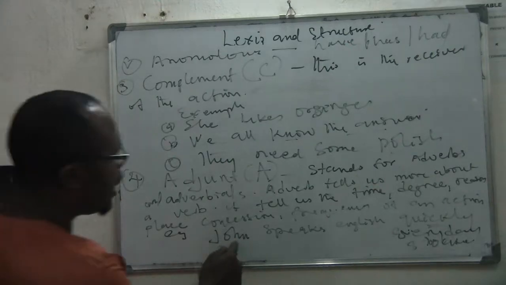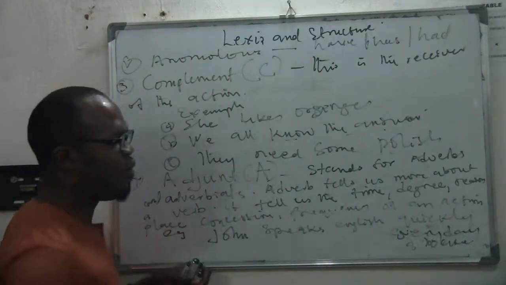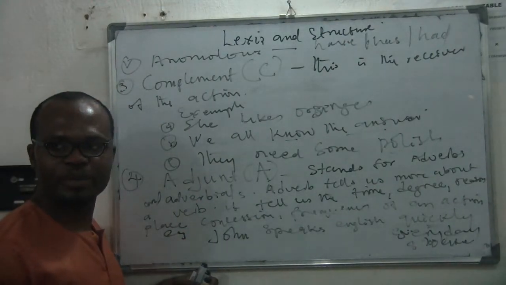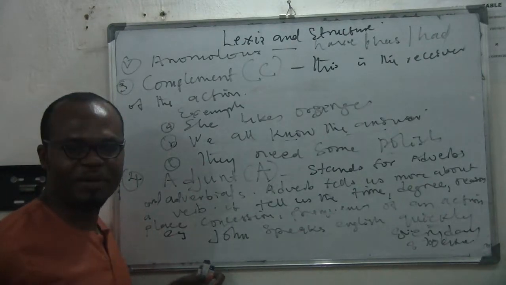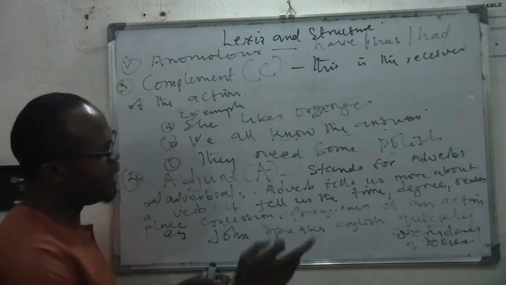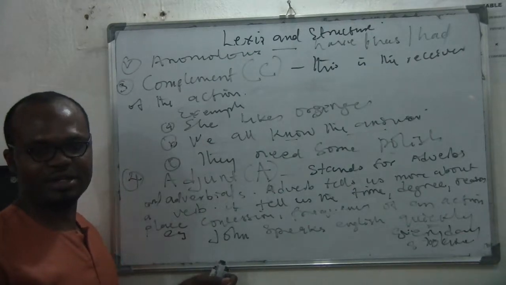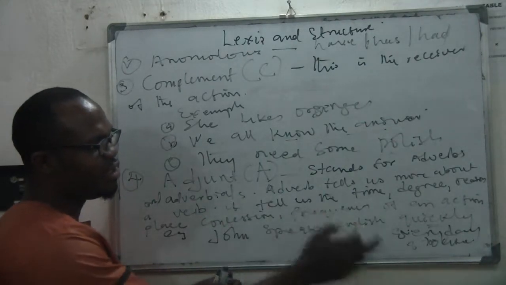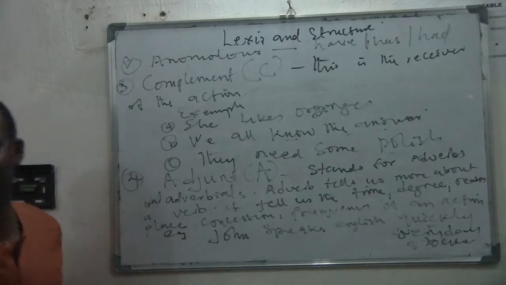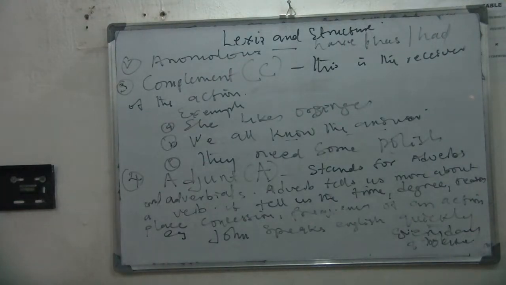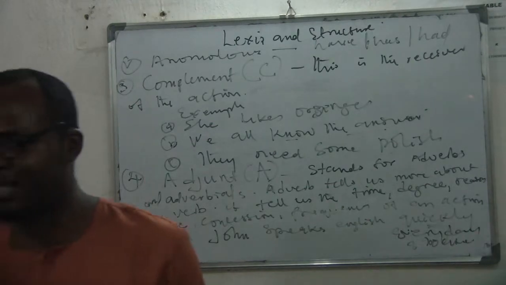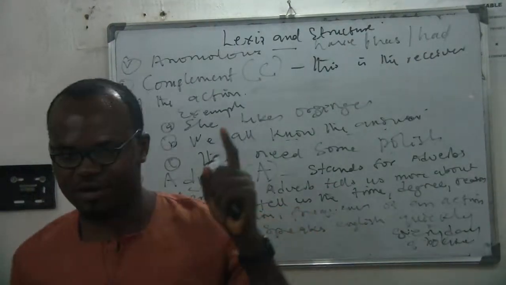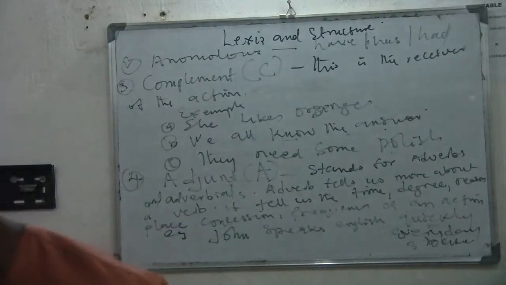So when you say John speaks English very well, what is the subject? John. What is the predicator? Speaks. What is the complement? English. What is the adjunct? Very well. Is that clear? So any sentence you make now, you can divide it into subject, predicator, complement, and what? Adjunct. Is that clear? Thank you.